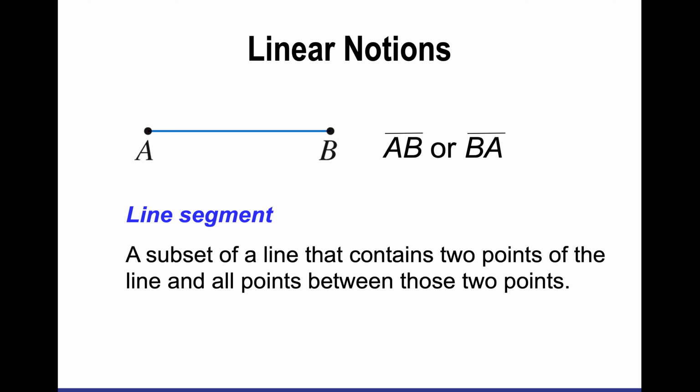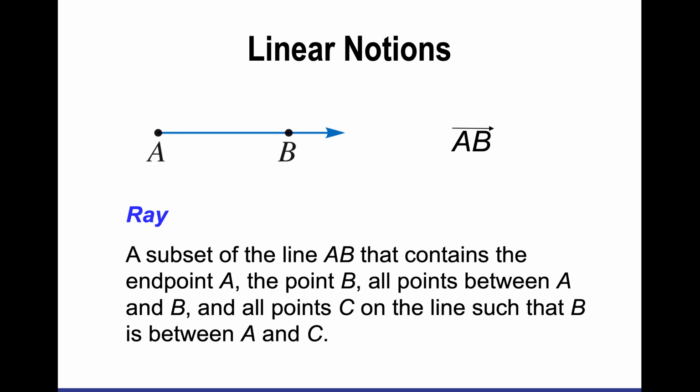A line segment is going to differ from a line in that it has a line at the top with no arrows because it doesn't go on forever, and it is named with the endpoints. So it doesn't matter what points lie between A and B. This has to be line AB or line BA because we have to use the endpoints.